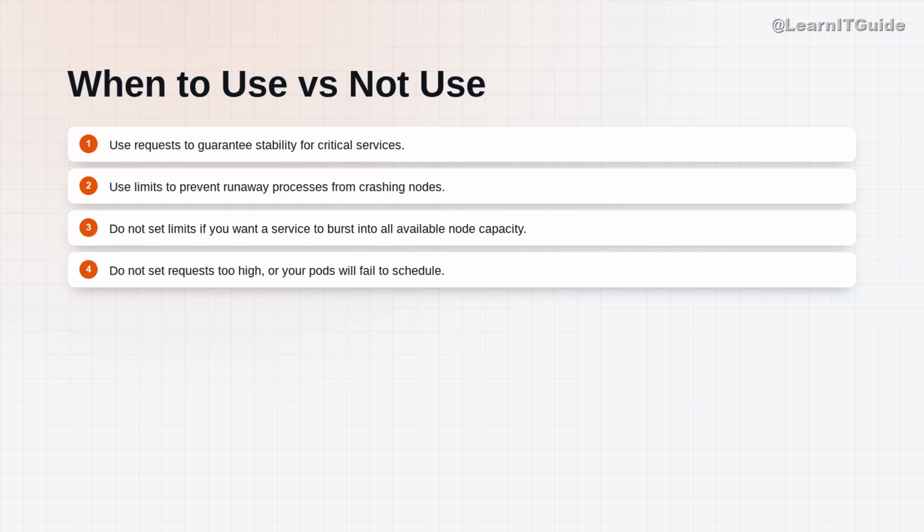Now, are there times to avoid them? Yes. You might avoid limits if you have a specialized background job that needs to burst into all available capacity during a low traffic window. Just be careful, because you risk destabilizing the node. Also, do not set requests too high or you will run out of schedulable capacity and your pods will stay in a pending state forever. Use these criteria to decide if this tool is right for your situation.